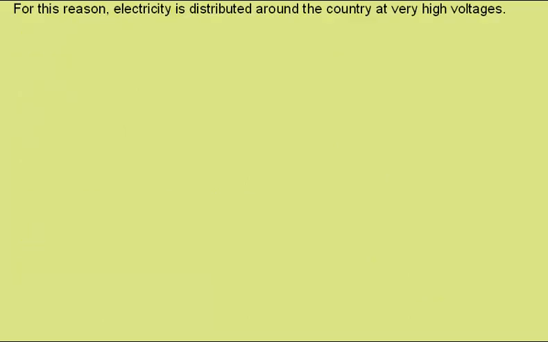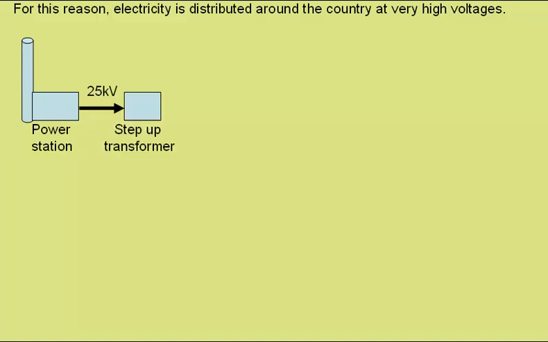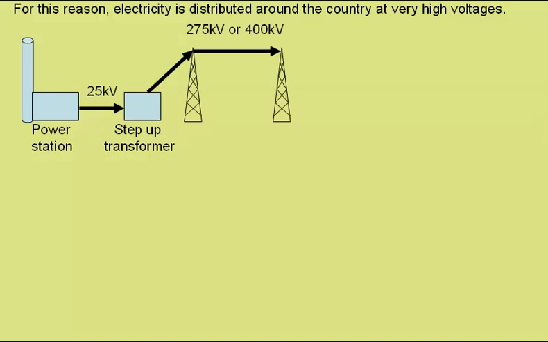For this reason, electricity is distributed around the country at very high voltages, as this diagram will illustrate. A power station produces electricity at around 25,000 volts, but this is immediately passed through a step-up transformer, coming out to pass along pylons at around 275,000 volts or even 400,000 volts. This is known as the supergrid.